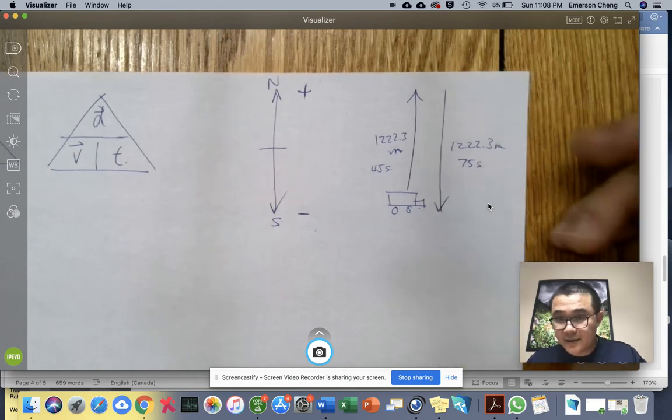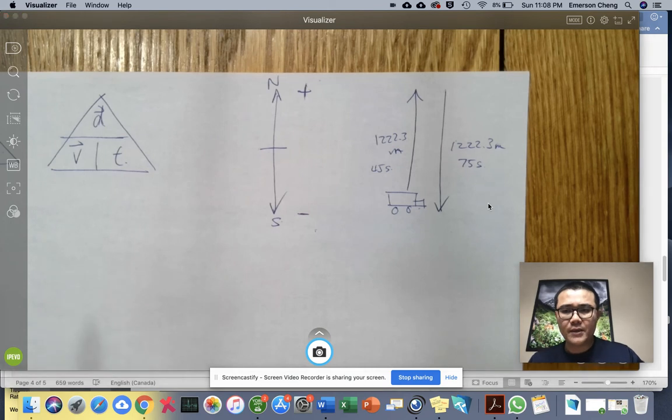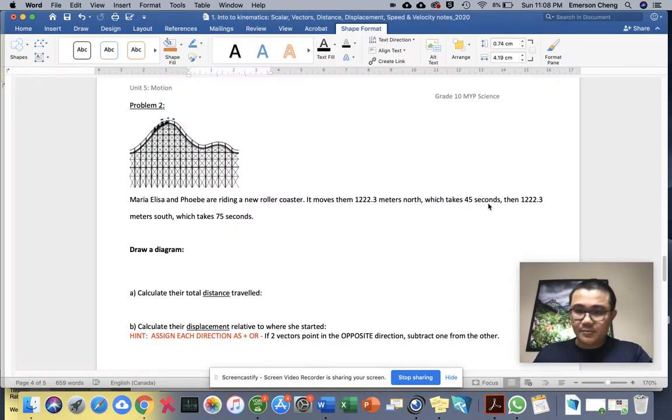In physics, if you can draw a diagram accurately, it lowers the level of difficulty of a problem by a lot. So always learn how to draw a proper diagram. So that's a diagram.